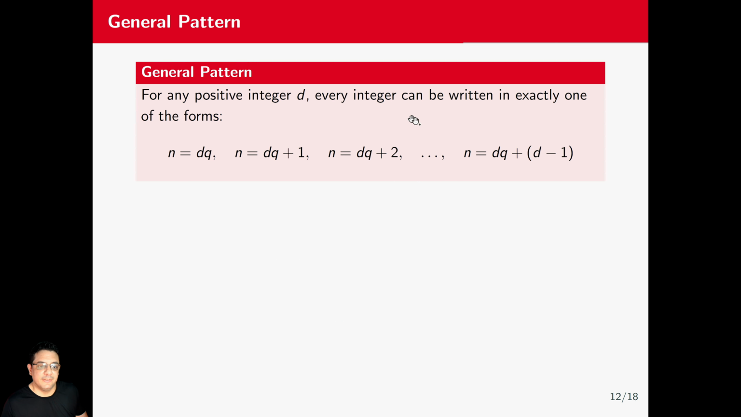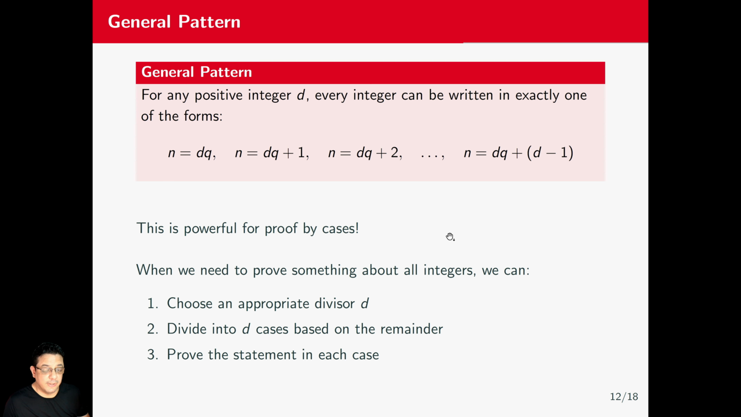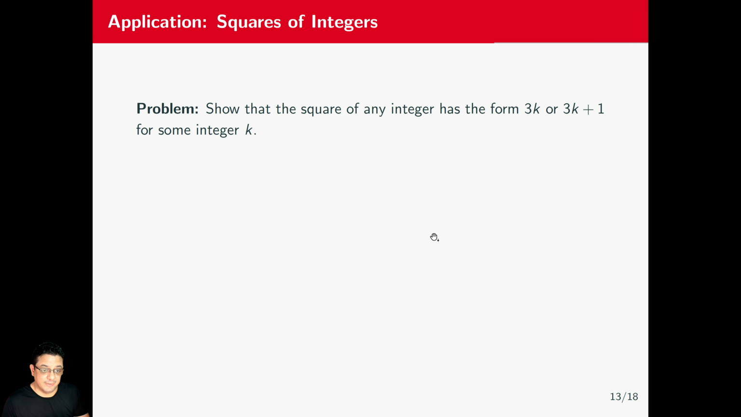Now, the general pattern is that for any positive integer d, every integer can be written in exactly one of the forms n equals dq, dq plus 1, dq plus 2, up to dq plus d minus 1, since that's what the remainder will allow. This is powerful for proof by cases, although it's a lot to prove. When we need to prove something about the integers, we can always choose an appropriate divisor d that works for what we're trying to prove, divide into d cases depending on the remainder, and prove the statement in each of the cases.